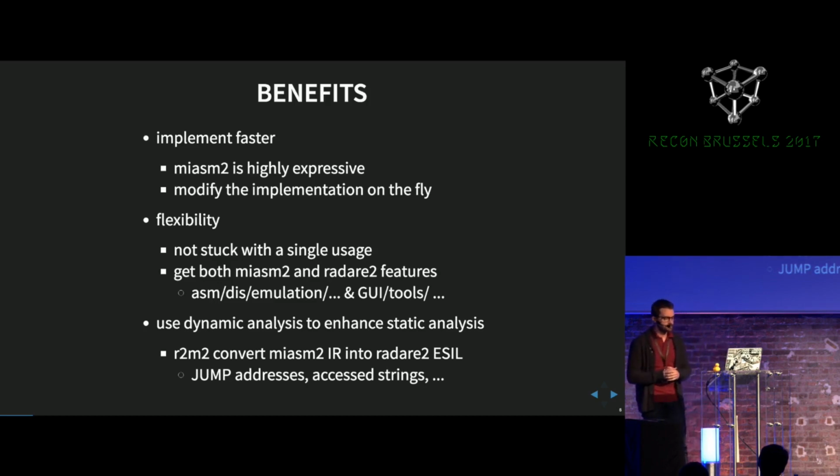I can use both. And finally, r2m2 is translating the internal Miasm expressions into radare ESIL, which is an R2 internal expression. And here, the main benefit of r2m2 is to use dynamic analysis features to enhance static analysis. For example, to find out the address of a string, which is accessed by, let's say, a move.